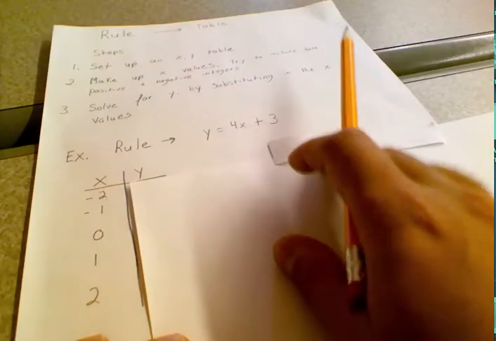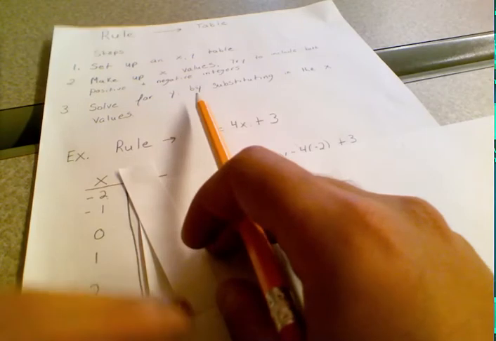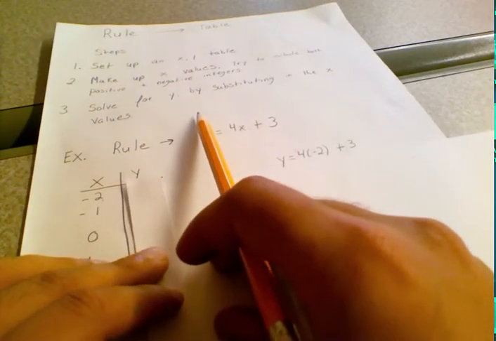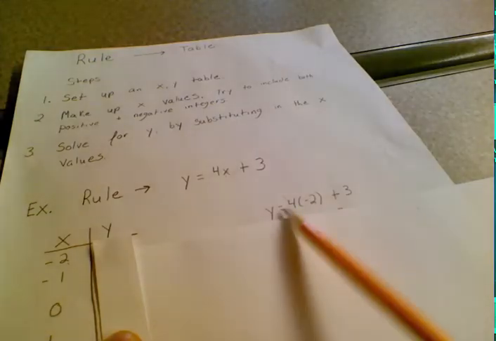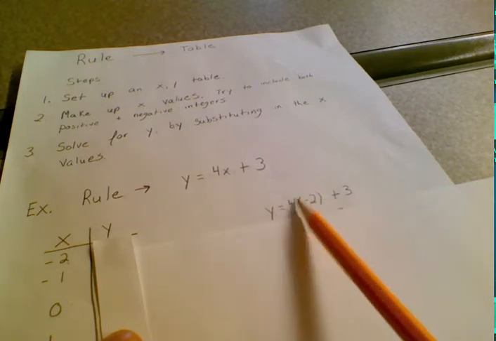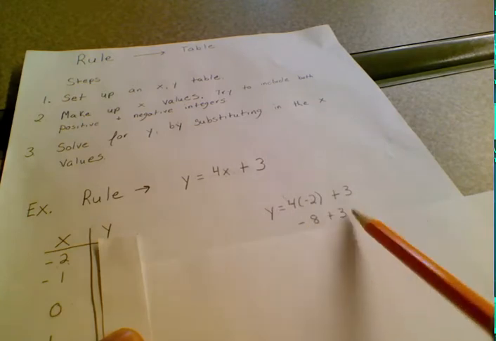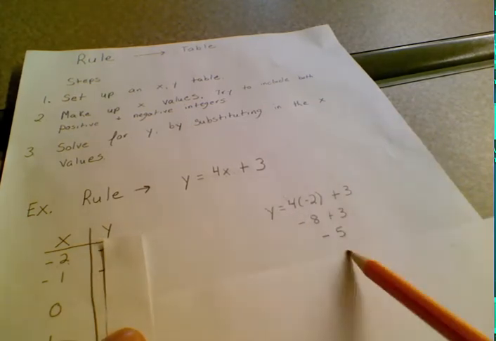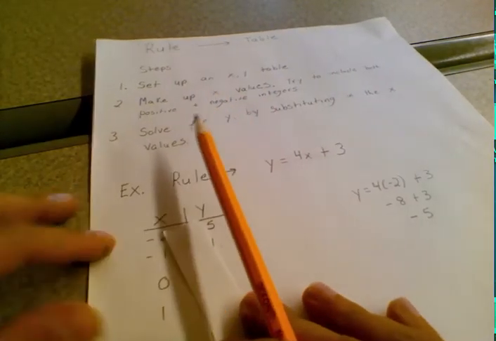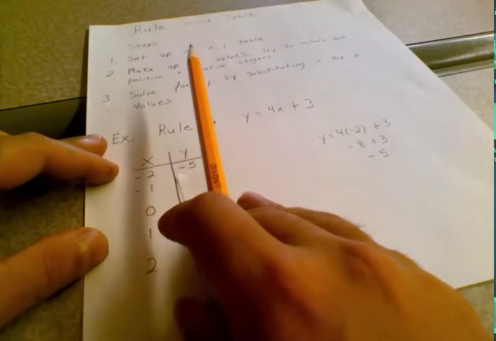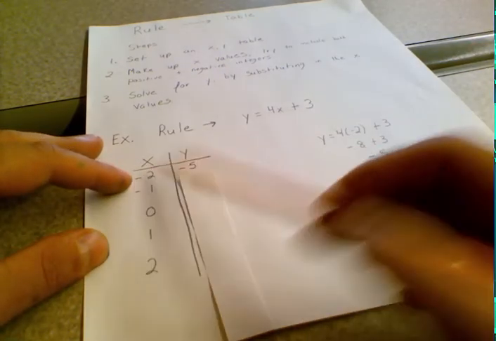Let's take a look at the first example here. I have -2. I can see that I have 4 times -2 plus 3. So what is 4 times -2? Well, you guys know that that is -8. And -8 plus 3 then is -5. So now when I come back over here to my table, I see that when x is -2, y is -5. I just solved for y, substituting in -2 for x.